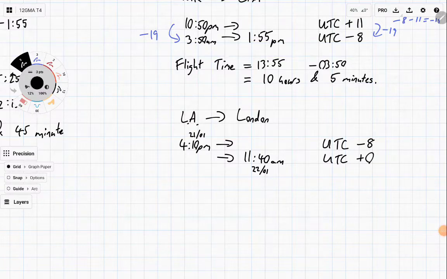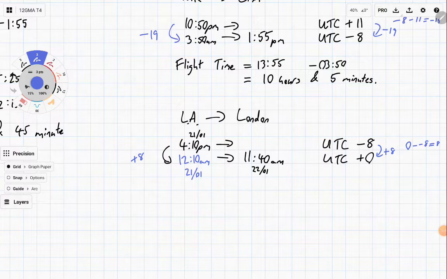How do we get from minus 8 to 0, or from either direction? I'm going to convert to London time. I think it's going to be a little bit easier. So it's going to be plus 8 hours. Where is that coming from? 0 minus minus 8 is 8. So it's plus 8 to get from here to here. So plusing 8 hours, that leaves us with 12:10. Well, we've hit a 12, so that means it's now going to be AM, and now it is on the 22nd as well, because we've now gone ahead a day.